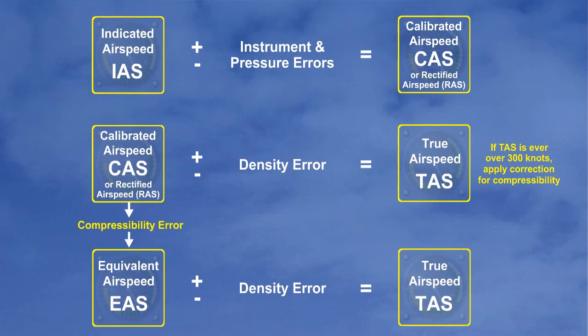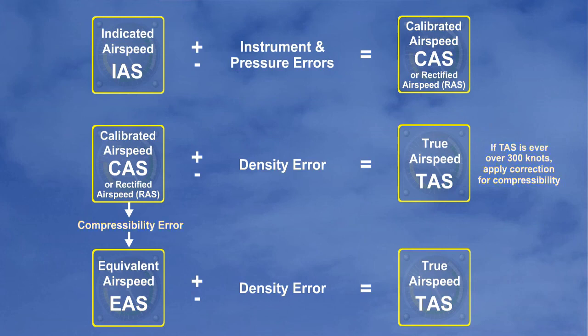Consequently, the pressure sensed will be artificially high, which will cause the ASI to overread. Near the speed of sound, the error can be more than 20 knots. The correction for compressibility error gives us equivalent airspeed, or EAS.